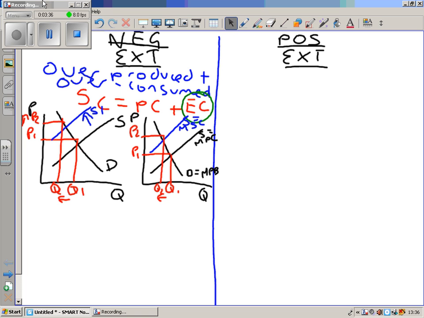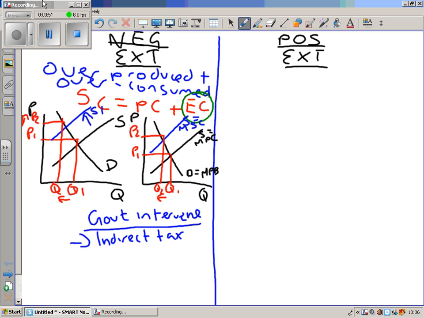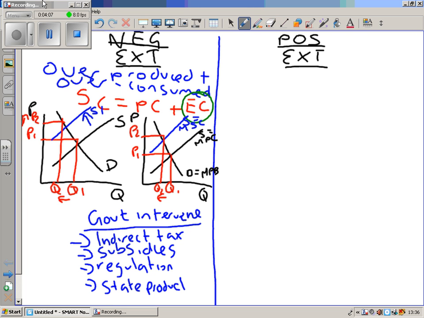Now what we've got to think about is, if we've got this problem, how can the government intervene to correct this market failure? Now some solutions you need to think about here are indirect tax. We could consider subsidies, which we'll get onto in a second. We could consider regulation, and we could also consider state production. Okay, now the top three, the most important ones.